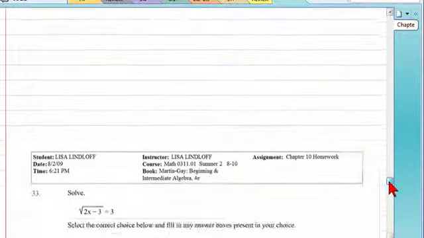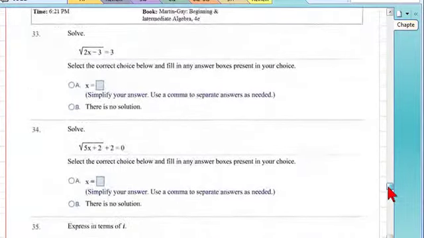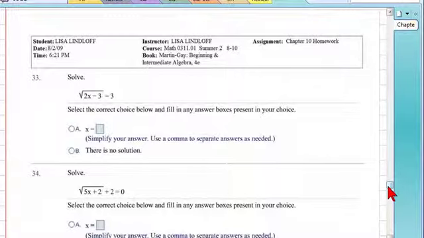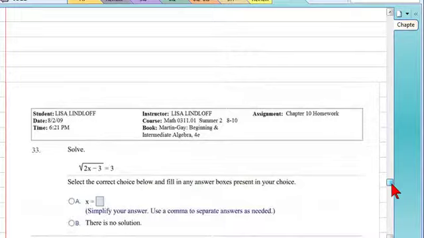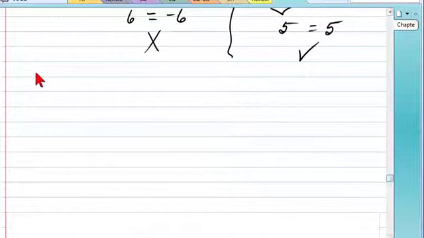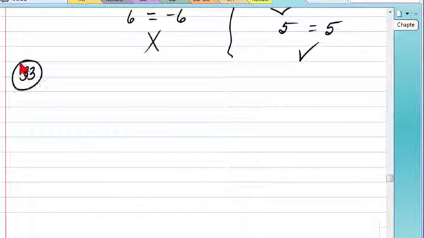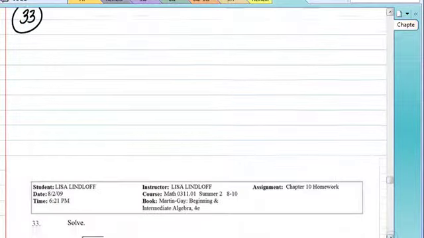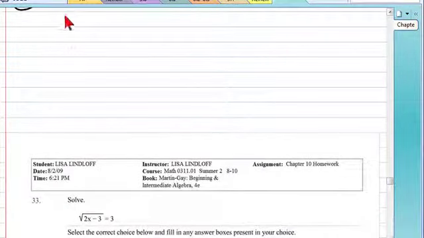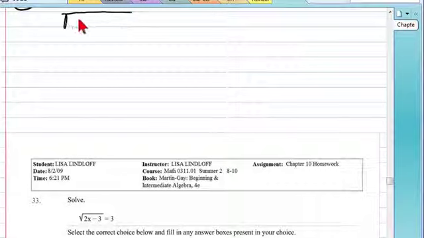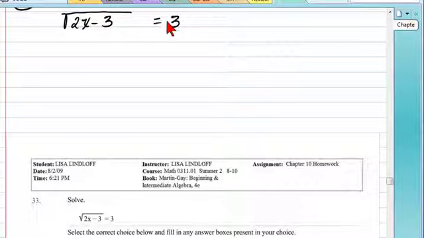All right, let's see what's next. Oh, we have a few more equations. So let's look at 33. I'm going to go ahead and do it right here. I have the square root of, and I'll pull this back down. I know you can't see it in class. 2x minus 3 is equal to 3.